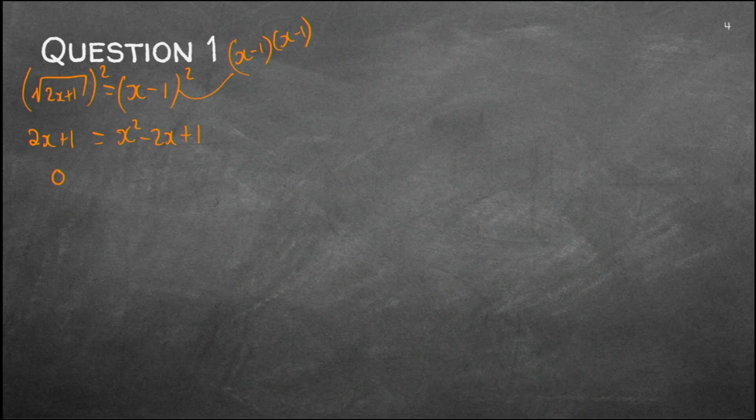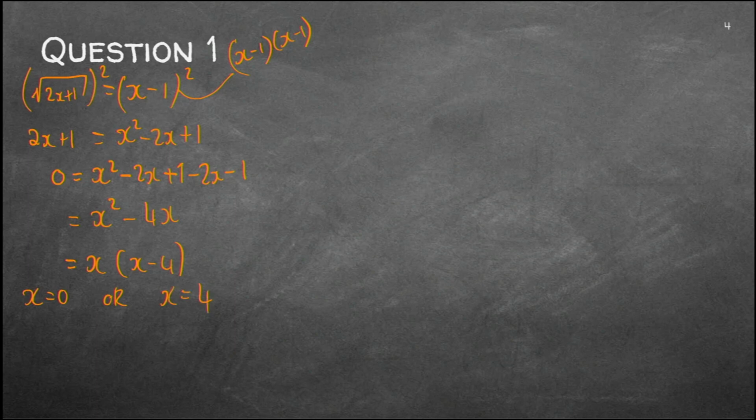So I will get 0 equals x squared minus 2x minus 2x plus 1 minus 1. Let's quickly have a go. So we're left with x squared minus 4x. Again, factorize. First the common factor, x minus 4. So x would be equal to 0 or x would be equal to 4.